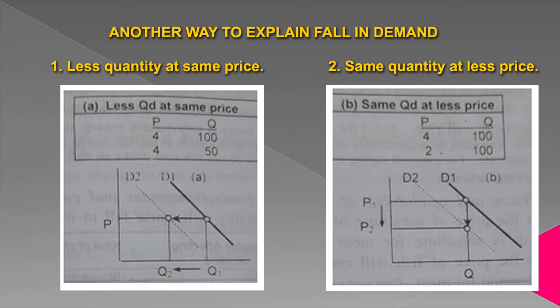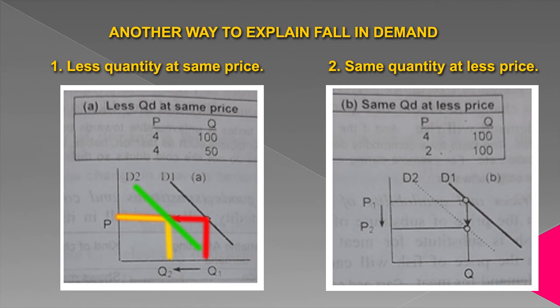Suppose at a price, we were demanding 100 items. Now price remains the same. Our demand decreases to 50 items. This decrease in demand, when we plot it in the form of a graph, we get a curve. That curve indicates its place towards the left. This shows fall in demand. Or we can say fall in demand means same quantity at less price.